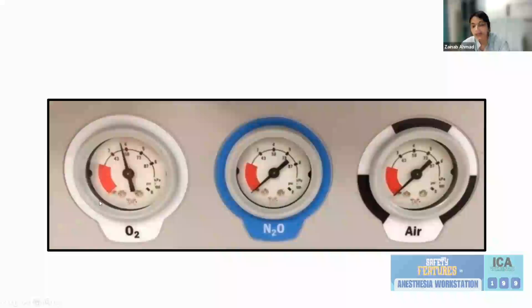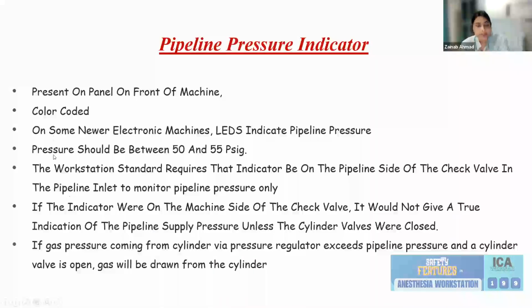And in Drager machines, we have electronic LEDs. Whenever you're switching on, you have to check that the cylinder pressure is 0, and after checking, you have to close the cylinder. Otherwise, preferentially, it will take the cylinder pressure. And the pipeline pressure should be showing 50 to 55 psig.